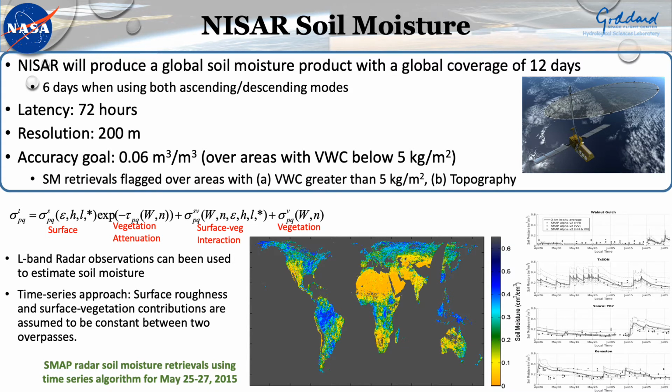So NASA is also partnering with the Indian Space Agency for an exciting mission planned for launch in 2023. This is the NISAR soil moisture mission. And what's exciting about this, it will have a much higher resolution of 200 meters, but it will have a more infrequent global coverage of every 12 days. That said, we're very excited for this next horizon of satellite-based remote sensing.